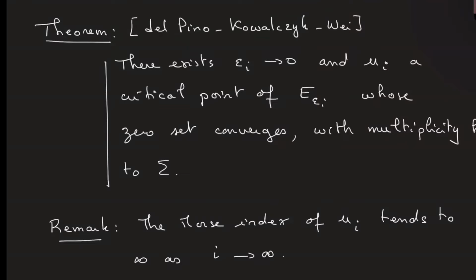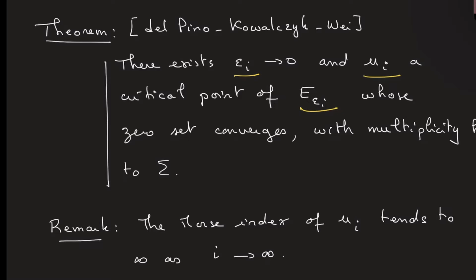So there is a result by Manuel, Mike Kowalski, and Jinshin Wei, and this result says, so I simplified the result a bit, but in essence, it says that there is a sequence of epsilon_i that tends to 0, and there is a sequence of critical points, which I call u_i. So epsilon_i tends to 0, and u_i is a sequence of critical points of the energy with parameter epsilon_i, whose zero set converges with multiplicity, in fact, not only 2, but any k larger than or equal to 2, to sigma.